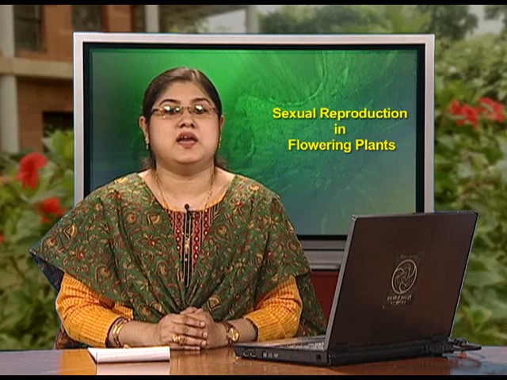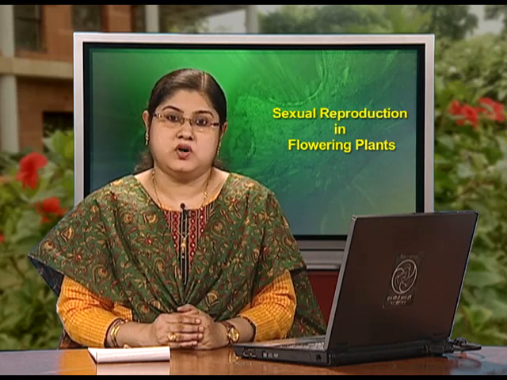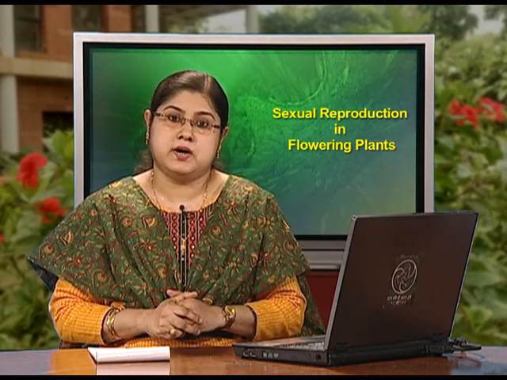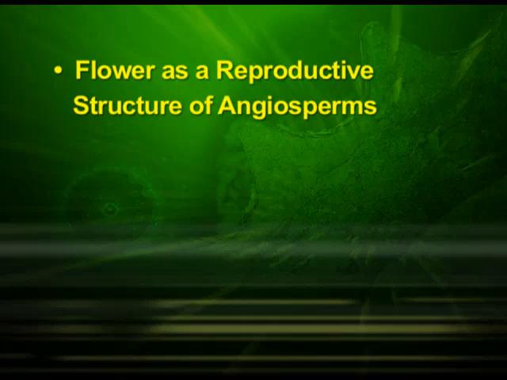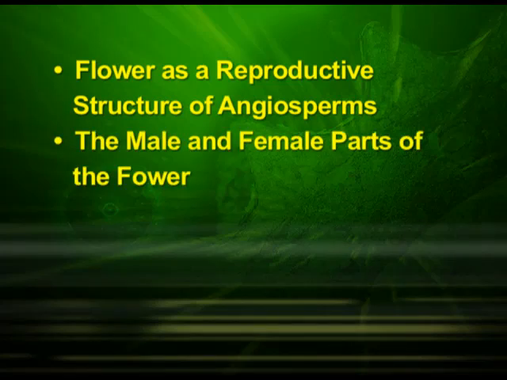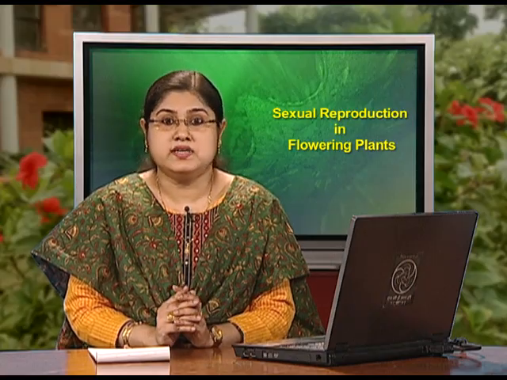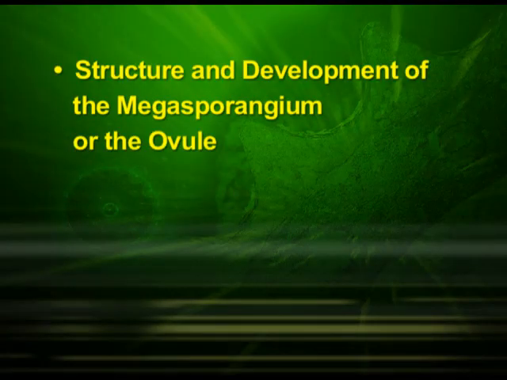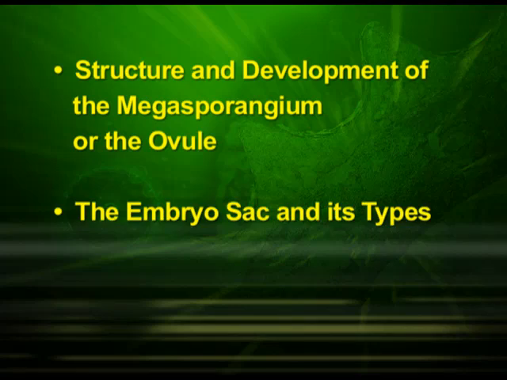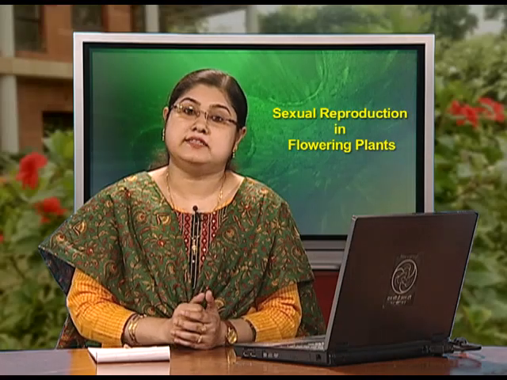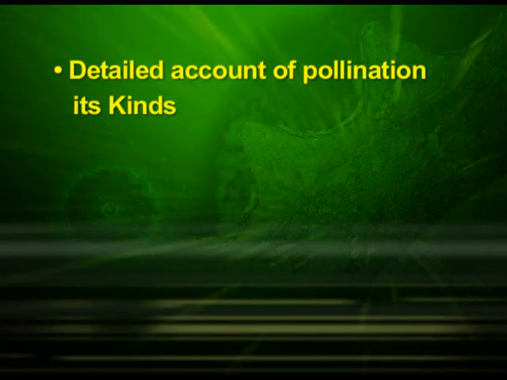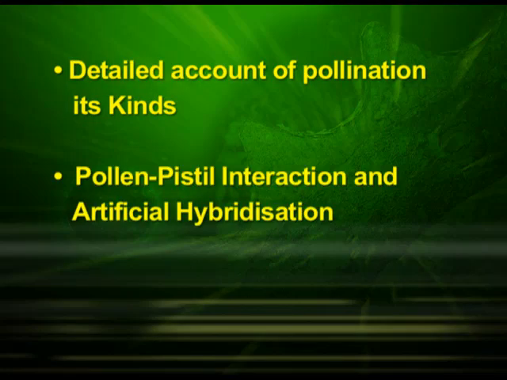Dear students, now we have come to an end of this chapter on sexual reproduction in plants. In the first part of this topic, we have discussed flower as a reproductive structure of angiosperms, the male and female parts of the flower, the structure and development of microsporangia and the pollen grain. The second part has covered the structure and development of the megasporangium or the ovule and the embryo sac along with its types. The third part covered the detailed account of pollination, its kinds, pollen pistil interaction and artificial hybridization.